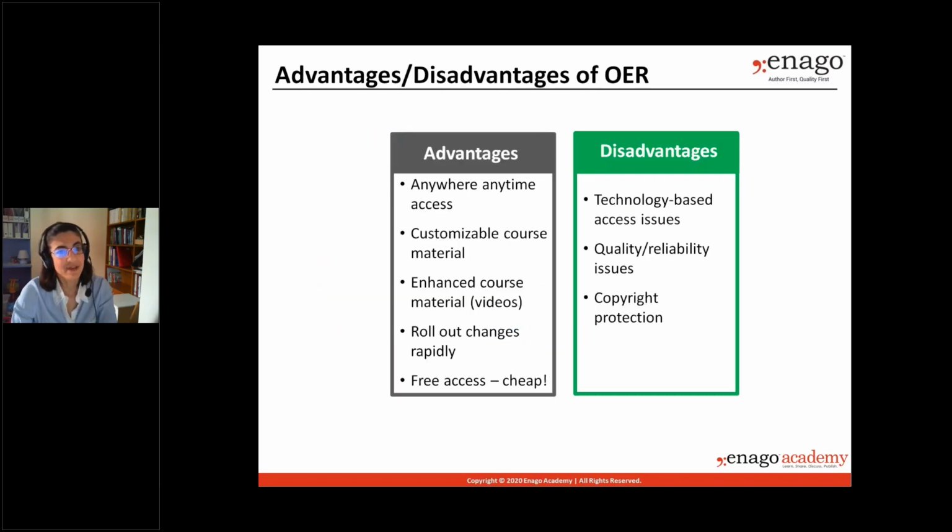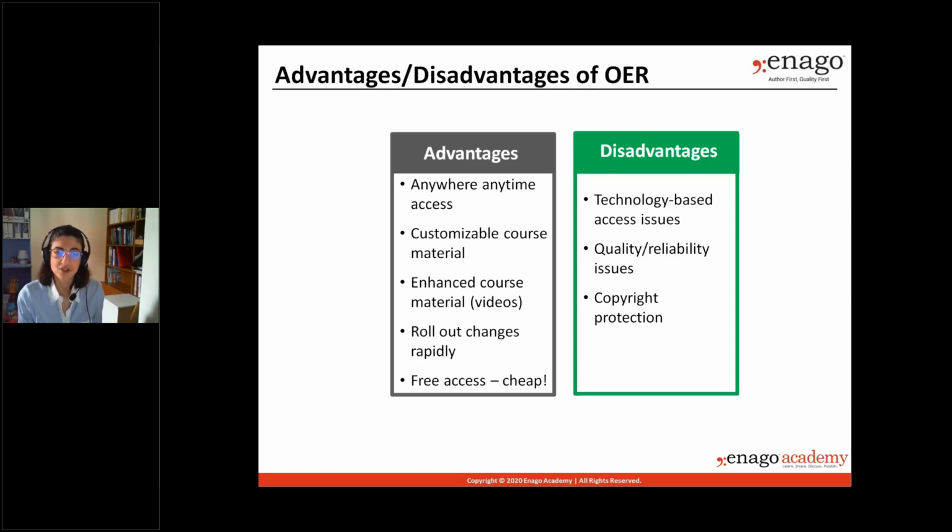Now, advantages and disadvantages of open educational resources. If we look at the advantages, these are resources that you can access anywhere, anytime, and of course, that's one of the reasons why they were so popular over the recent period. They have customizable course material, so you can pick what is best suited to your needs and interests. You have enhanced course material, including videos, and a rollout of changes rapidly, and of course, it's free access.